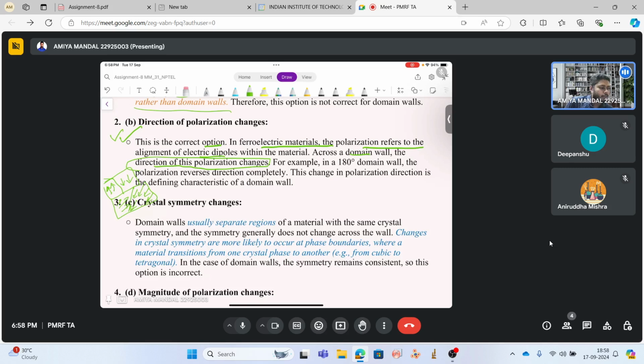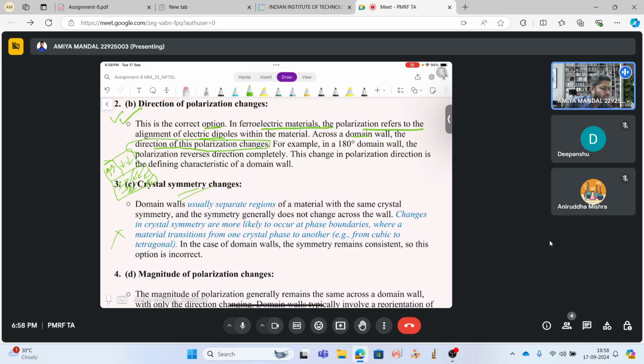So, the third option is also not correct. Crystal symmetry does not change. Actually, changes in crystal symmetry more likely occur at the phase boundary, where there is a transition from one crystal to another, like the cubic to tetragonal transition. In epsilon r versus T, we can see that barium titanate goes from cubic to tetragonal at 120 degrees centigrade. At this transition temperature Tc, it transforms from cubic to tetragonal. So crystal symmetry changes at the transition temperature, not at the domain wall boundary.